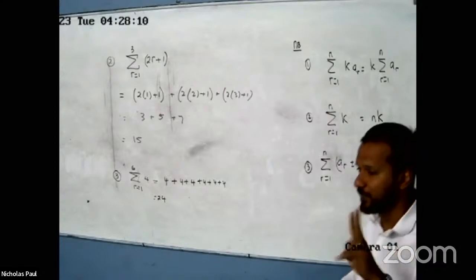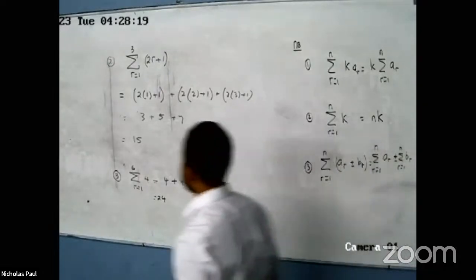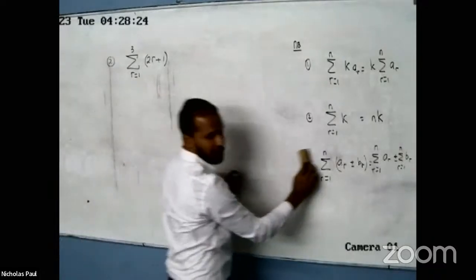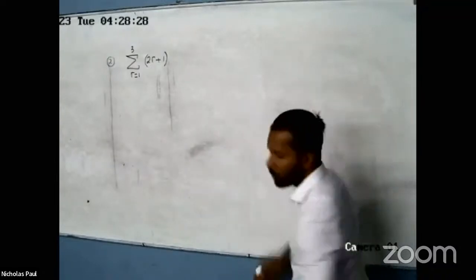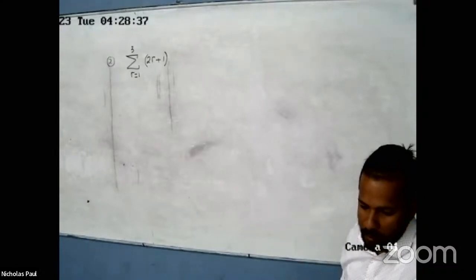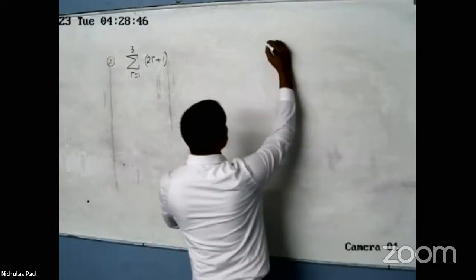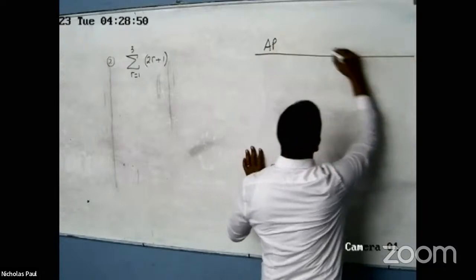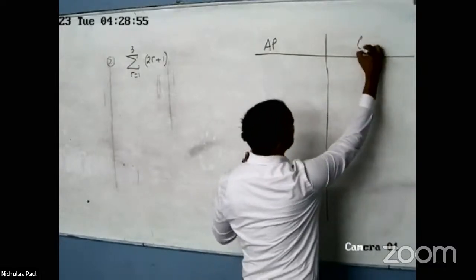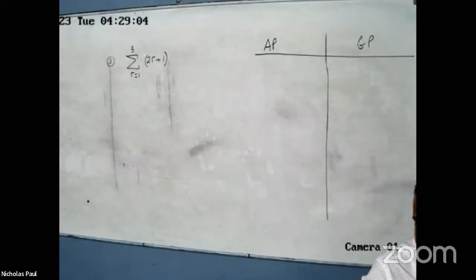First up, there are two popular sequences that we'll focus on. Number one, an arithmetic progression called an AP. And number two, a geometric progression called a GP.